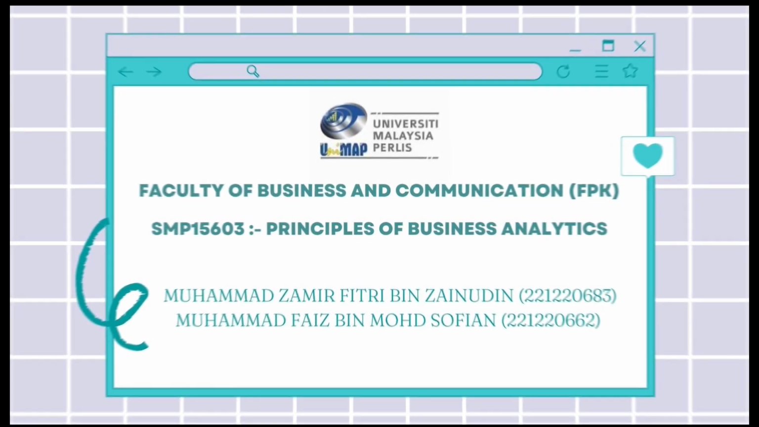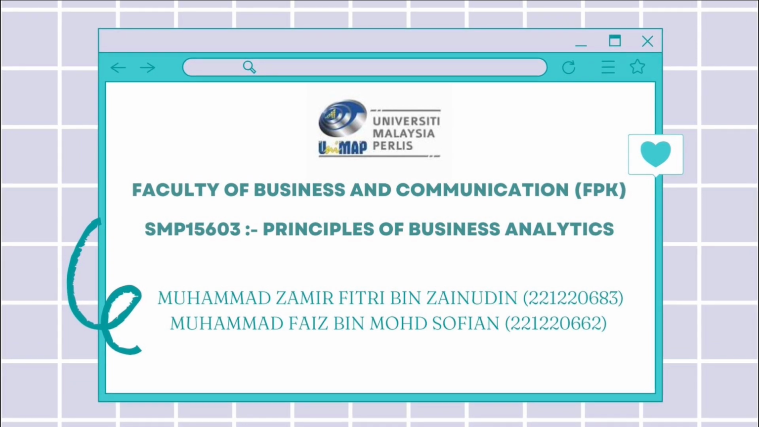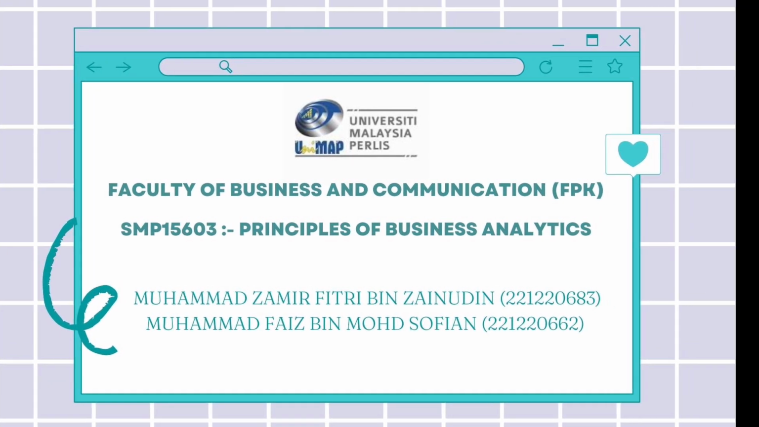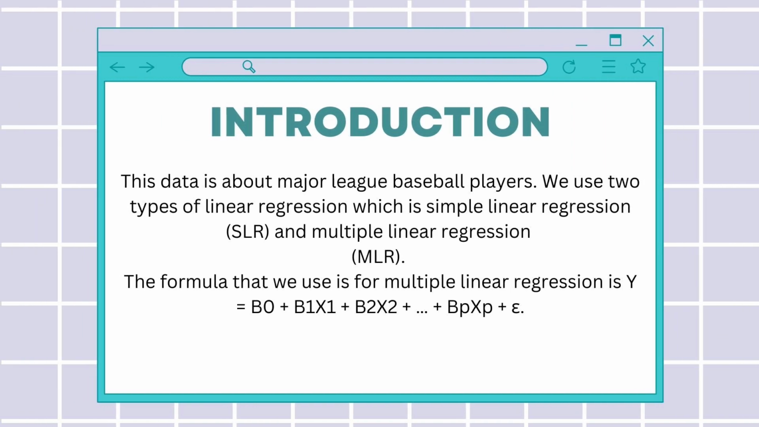First of all, our group consists of two members, namely myself, Muhammad Zaman Fitri, and also my friend Muhammad Faiz Sofian. To complete this task, we have agreed to take the third dataset. The third dataset is about Major League Baseball players. We use two types of linear regression, which are simple linear regression (SLR) and multiple linear regression (MLR).